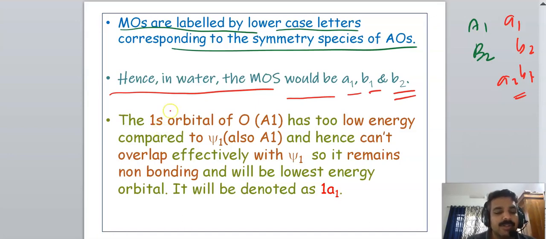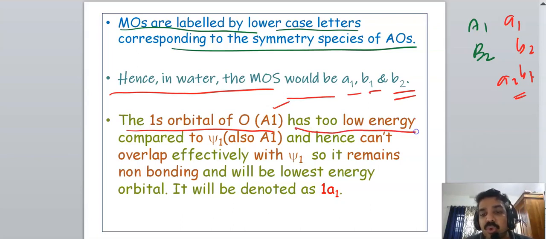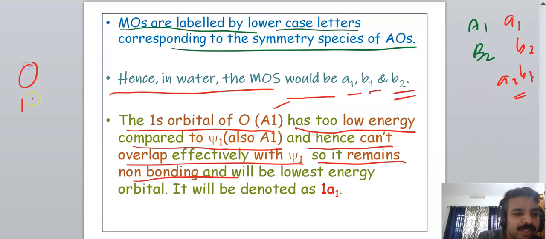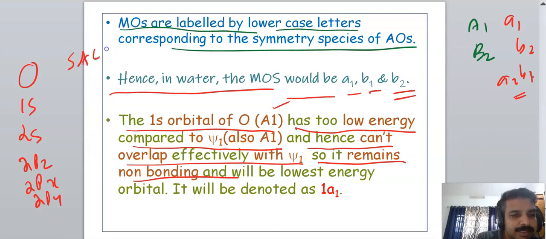Next, this is a very important point. The 1s orbital of oxygen, which belongs to A1 symmetry, has too low an energy compared to psi1. Psi1 is also A1 symmetry, but the 1s cannot overlap effectively with psi1. So it remains non-bonding. That is, these are our orbitals: oxygen orbitals 1s, 2s, 2pz, 2px, 2py, and the SALCs of the pendant atoms.